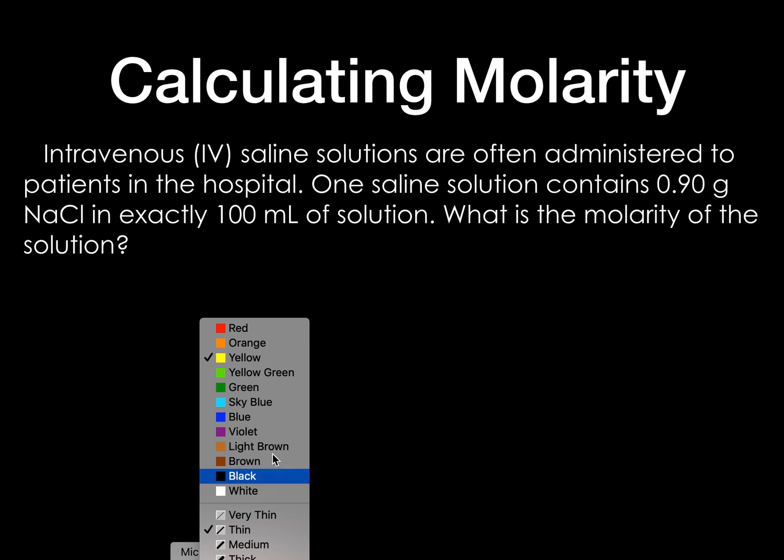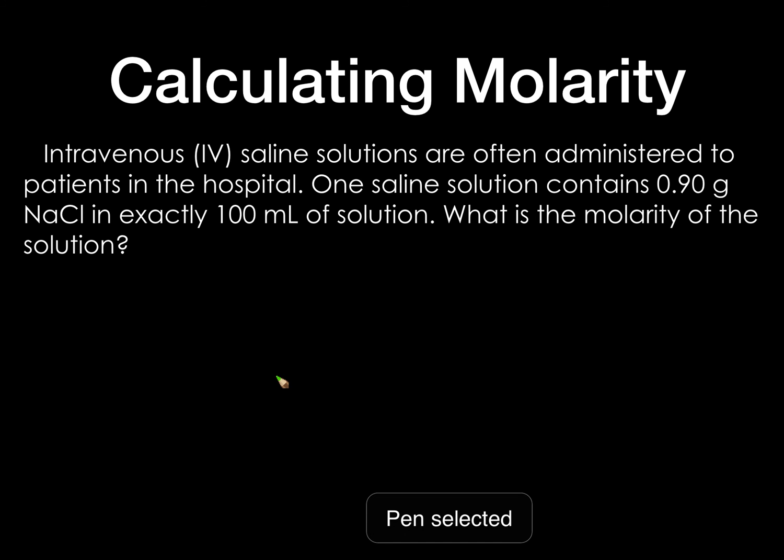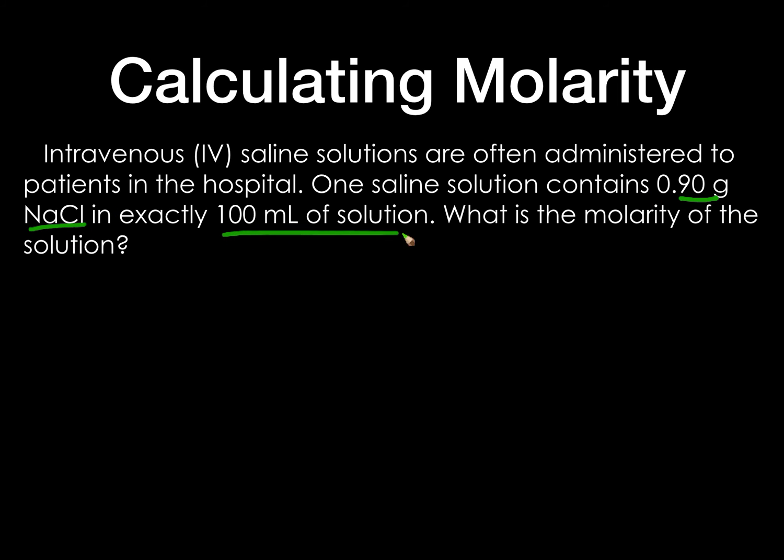So we look here. First example. It says, IV saline solutions are often given to patients in the hospital. One saline solution contains 0.9 grams of NaCl in exactly 100 milliliters of solution. What is the molarity of this solution? So I know by looking at this, I can't just divide these numbers. I need to change some things.